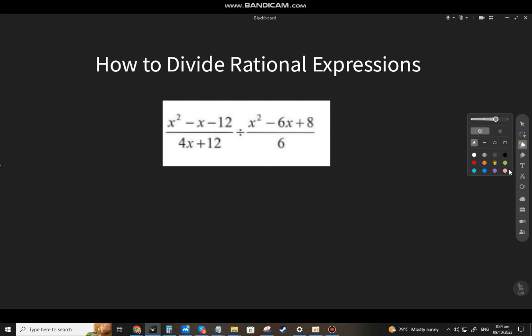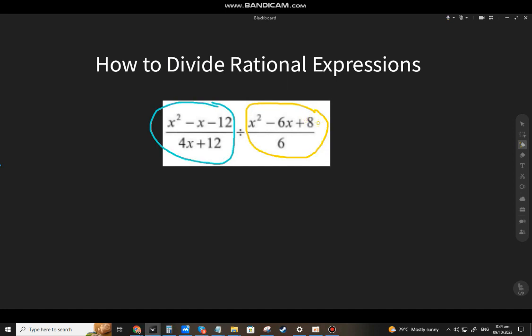Welcome back to my channel, Math and Language, and we're going to discuss how to divide rational expressions. So in dividing rational expressions, let me show you the first problem. The blue one here is the dividend, and the yellow circle is the divisor.